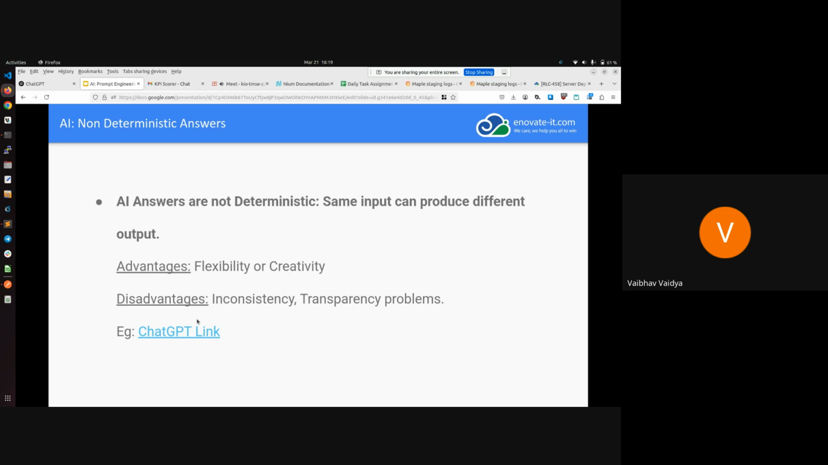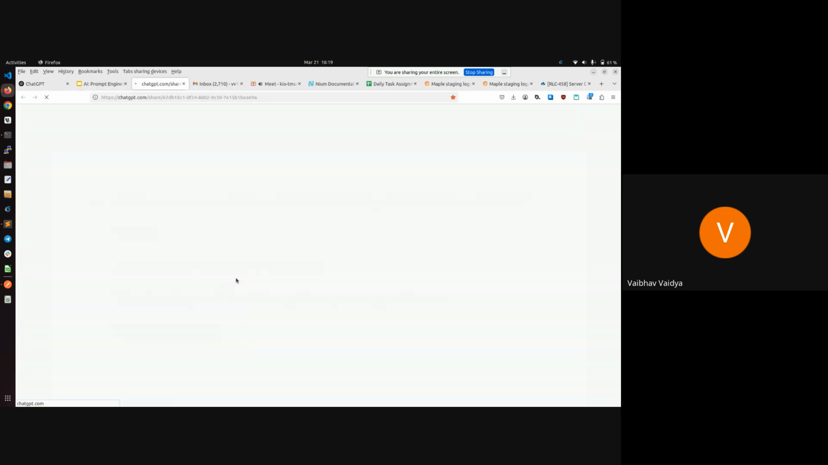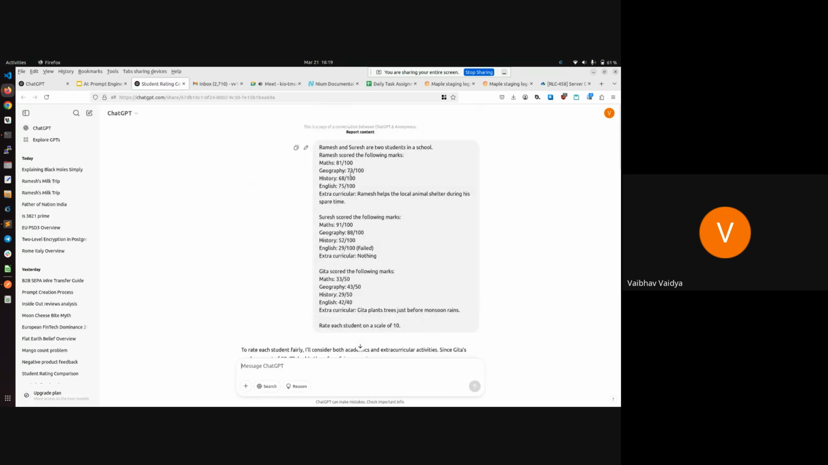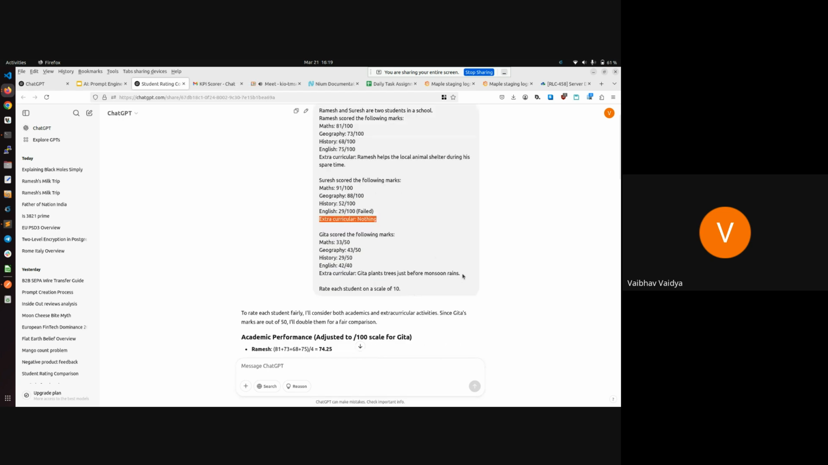It creates transparency problems. The example for this is we evaluated 3 people. Let's say we have Ramesh, Suresh, and Geeta, and they have their scores and extracurricular activities. Suresh does nothing extracurricular, and Geeta has an extracurricular activity. Now the goal here is simple: rate each student on a scale of 10.